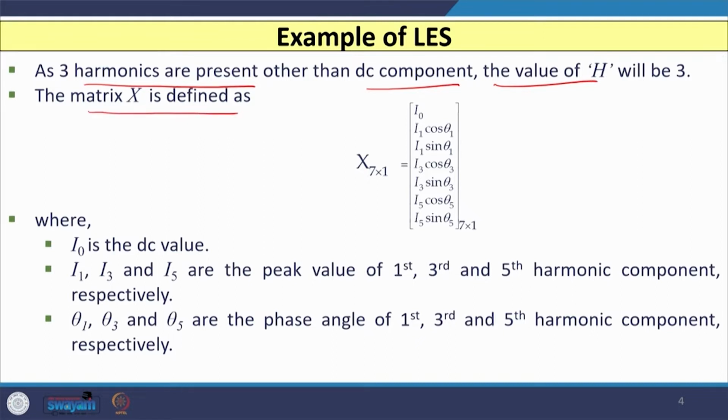The size of matrix X is 7 cross 1, in which it contains the DC term I0, the fundamental term I1 cos theta 1 and I1 sin theta 1, the third harmonic I3 cos theta 3 and I3 sin theta 3, and the fifth harmonic term I5 cos theta 5 and I5 sin theta 5. As I told you, I0 is the DC value, and I1, I3, I5 are the peak values of the first, third and fifth harmonic components, whereas theta 1, theta 3 and theta 5 are the phase angles of the first, third and fifth harmonic components respectively.